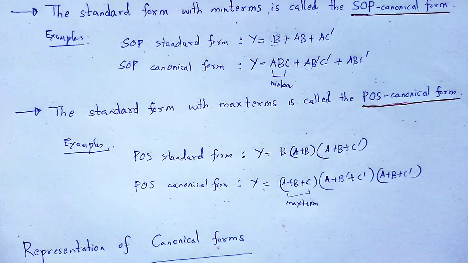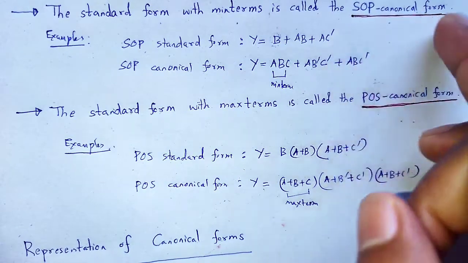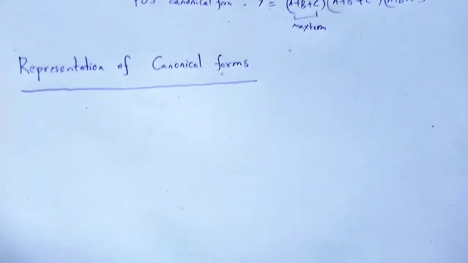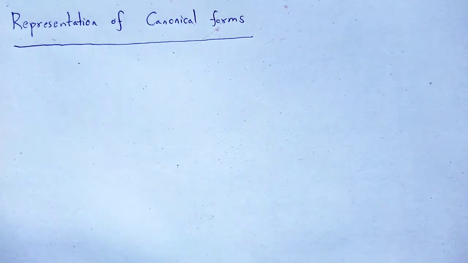Let me represent the canonical forms by using max terms and min terms. There are two kinds of canonical form, SOP canonical form and POS canonical form. Representation of canonical forms.